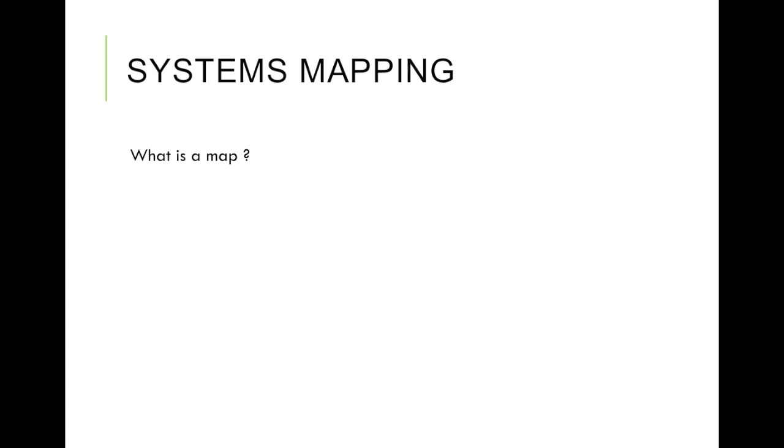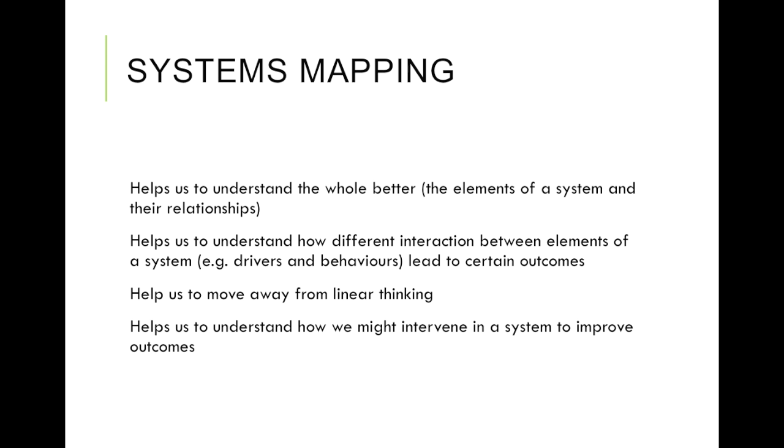They also help us to orientate when we are a little bit lost, and to find some meaningful way through that disorientation. And in the case of the system map, they help us to understand where we need to intervene. So systems mapping is useful for a few reasons. It helps us to understand the whole better.